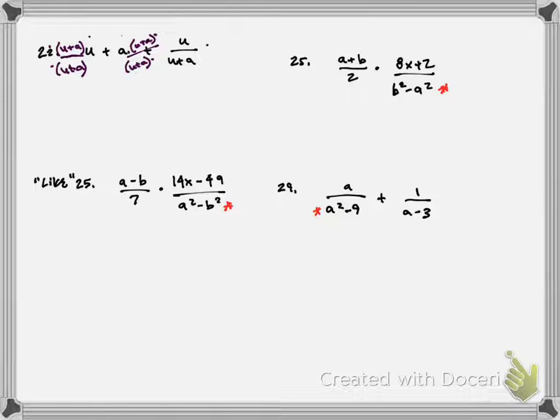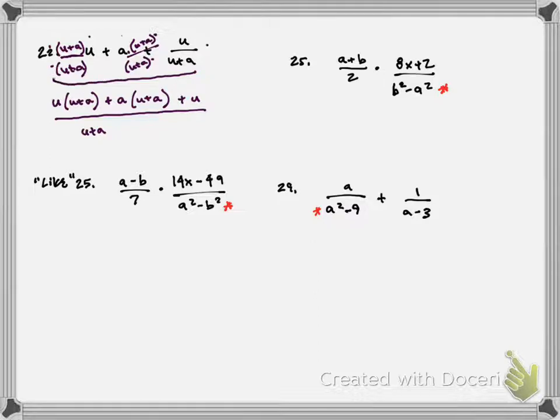So this is now u times u plus a, times u plus a plus u, all over u plus a. So take a moment and think about that. Okay, so I collected all three of these. They all had a common denominator of u plus a. Collected all three together. There it is.